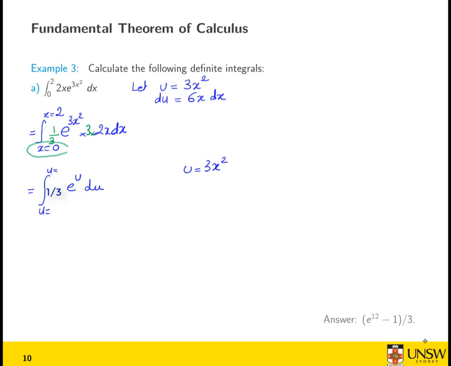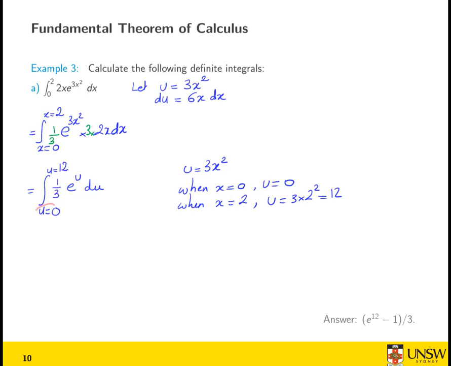This endpoint was x is equal to 0, so we just need to calculate what u is when x is 0. When x is 0, u is 0. So when x was 0, u is 0, it goes there. Now we need to look at this other endpoint. What happens when x is 2? So again, we sub in. And when x is 2, u is equal to 3 times 2 squared, which is 12. So the value we get there is 12.